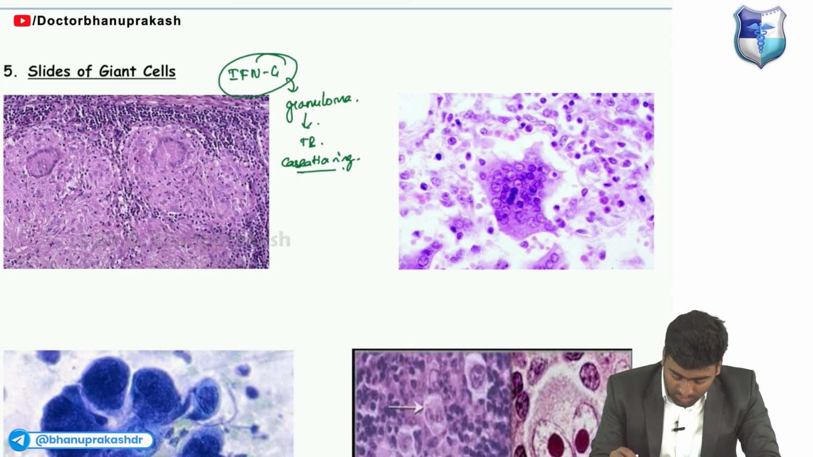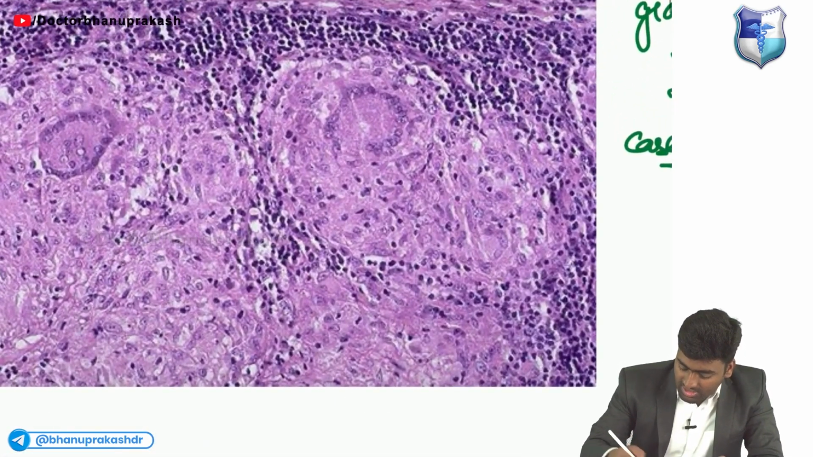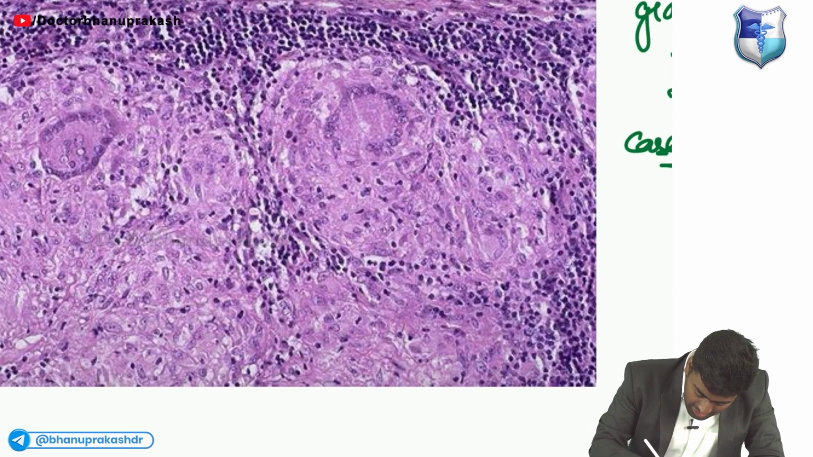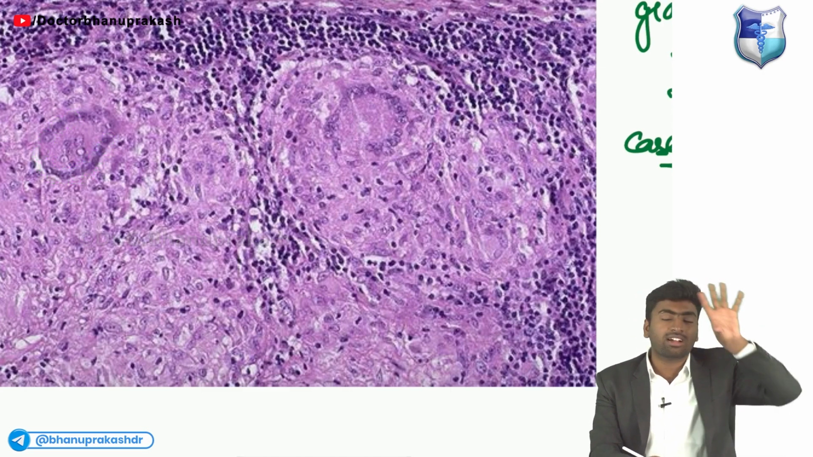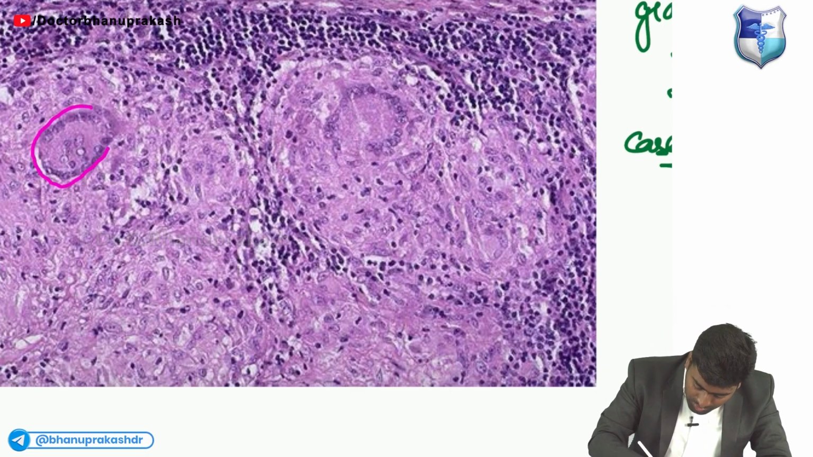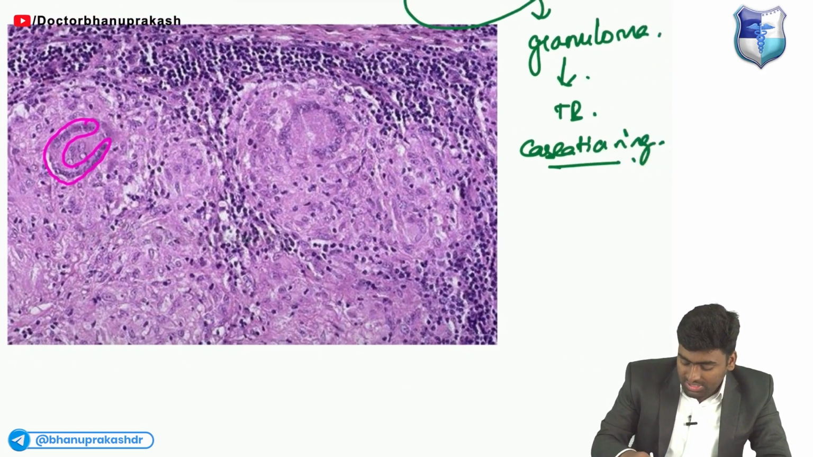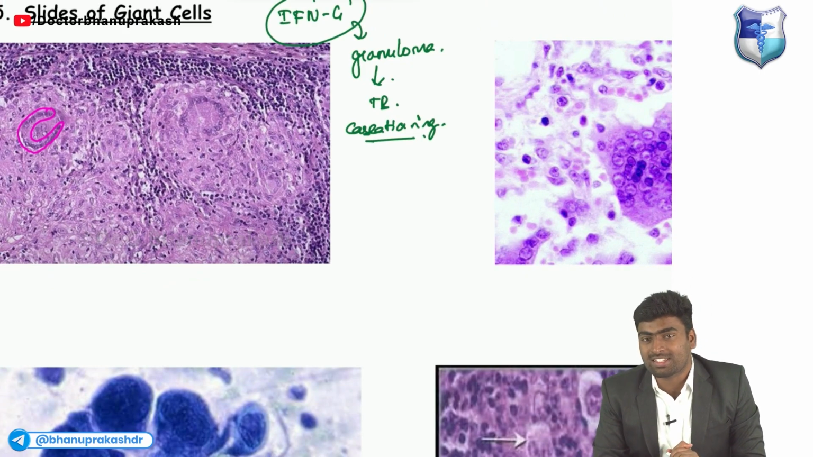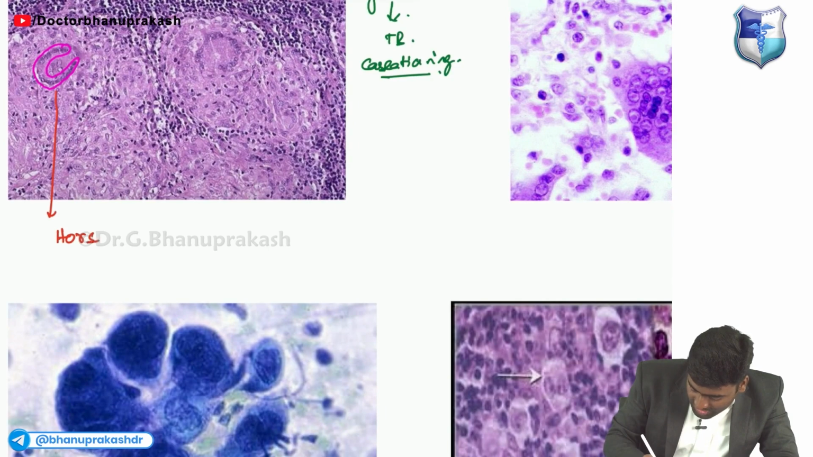And in a case of TB, we know there will be a presence of giant cells. How will you tell it is a giant cell? Because there will be multiple nuclei. It's not one, it is multinucleated giant cells. And if you see them, they are not arranged in a circular fashion. They are arranged in a pattern known as the horseshoe pattern. Can anyone tell me the name of this giant cell, this horseshoe arrangement of giant cells?